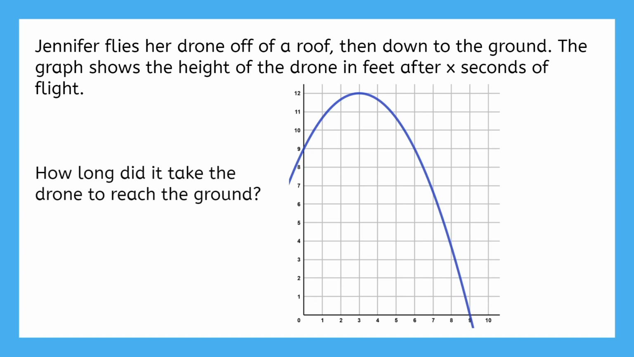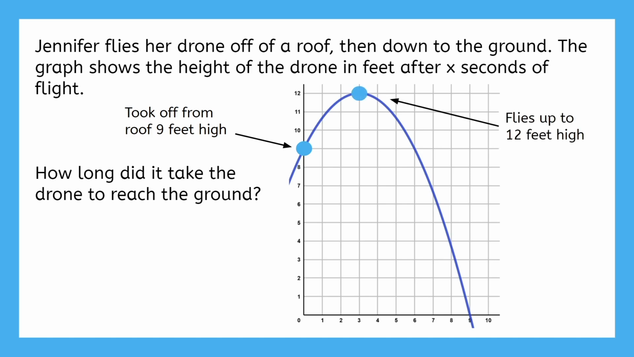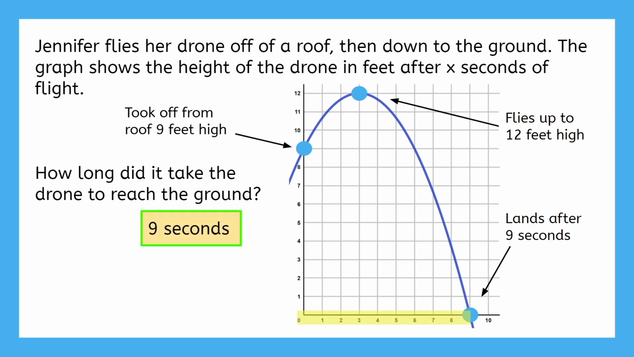For instance, how long did it take for this drone to reach the ground? It helps to read graphs like these like a story. The drone takes off from the roof at a height of 9 feet, flies up to a maximum height of 12 feet, and then comes down until it's 0 feet high, meaning on the ground, after 9 seconds. From the time it took off to the time it landed, there was a total of 9 seconds.